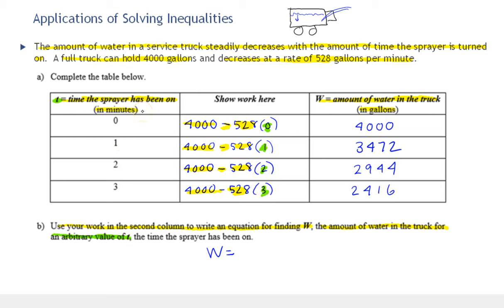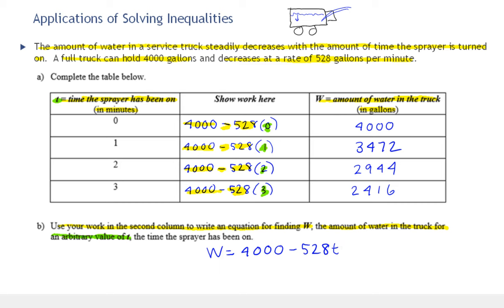Okay. So when we write our equation for W, if we want to write an arbitrary one, and that means we want to write an equation no matter what T is, we can use this equation. We would write W equals 4,000 minus 528, and we multiply that by the value of T. We'll just put T right next to it to show that we're multiplying by T.